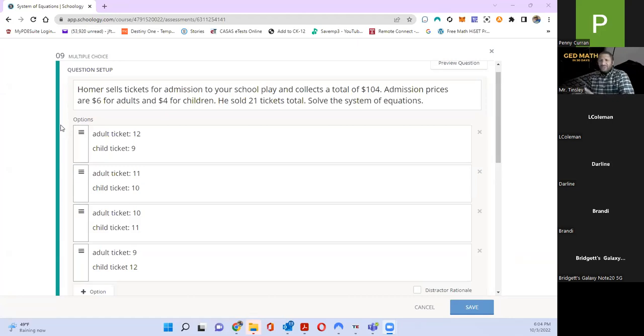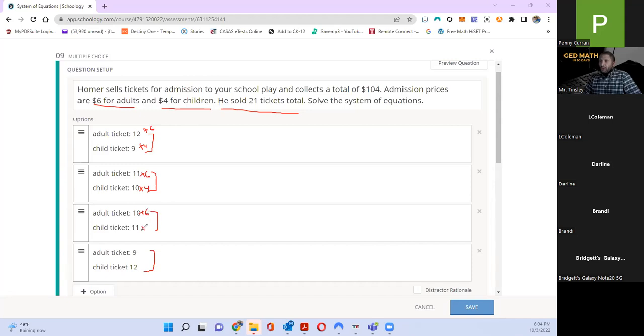Wow. How would you even do this problem? Well, you could set it up the long way as a system of equations, but this is what I want you to realize: when they give you multiple choice, plug them in. So here we know one equation is that the adult and children tickets must add up to 21. When we look at each of these, that's 21, that's 21, that's 21, that's 21. So all of them satisfy that equation. We have $6 for adults and $4 for children, so I'm going to multiply this by 6 and this by 4, and do the same for all of them.